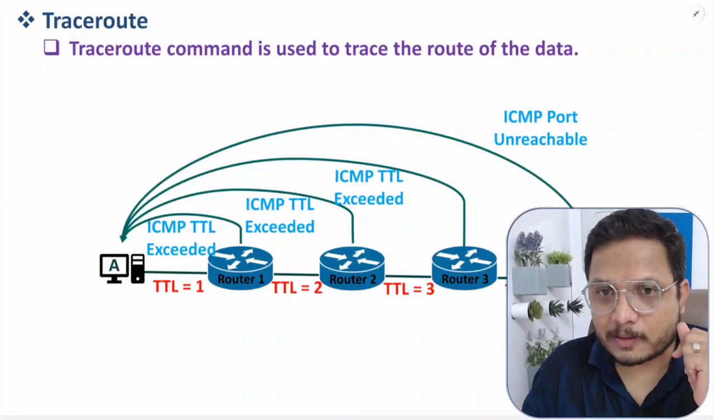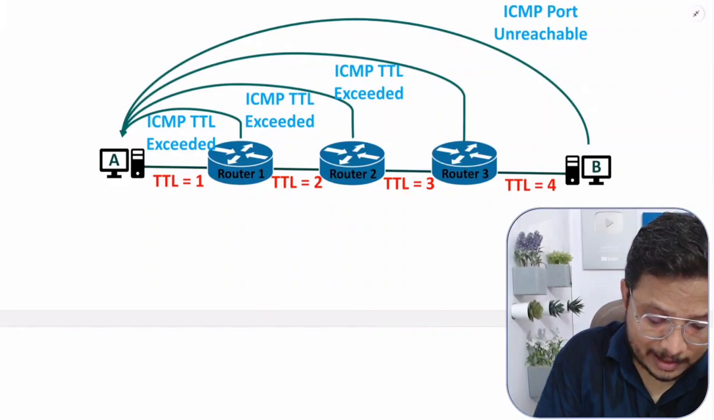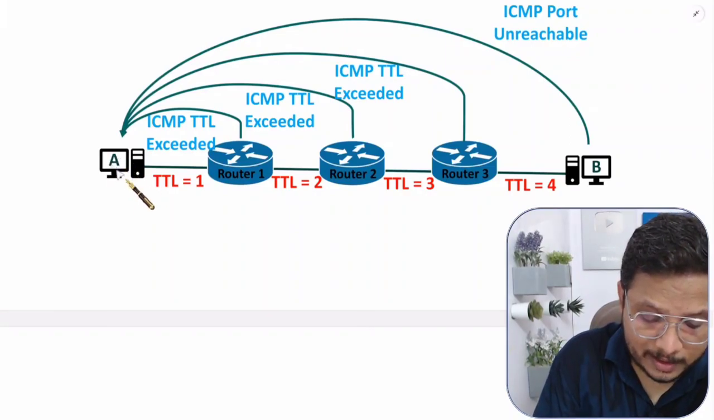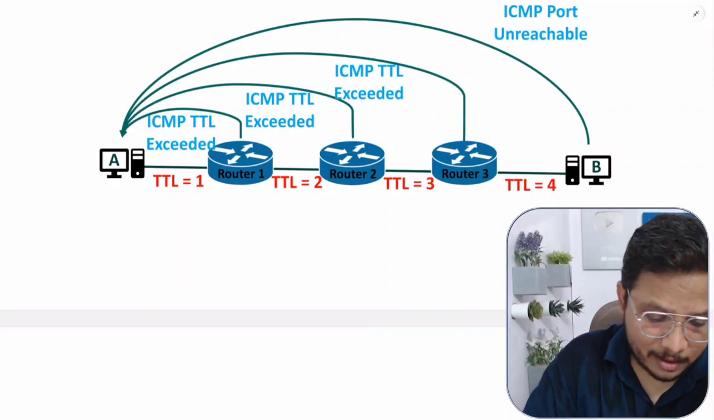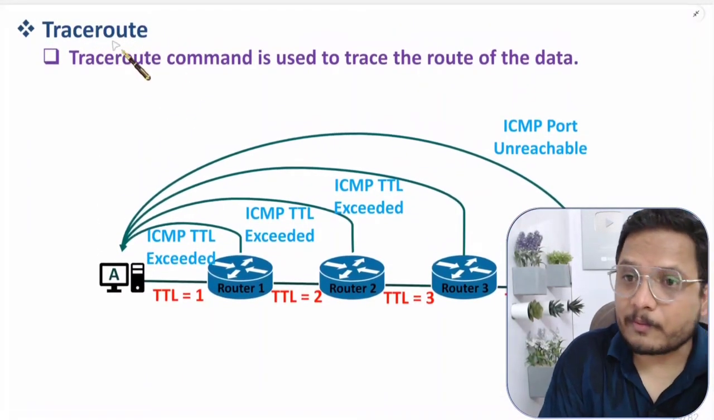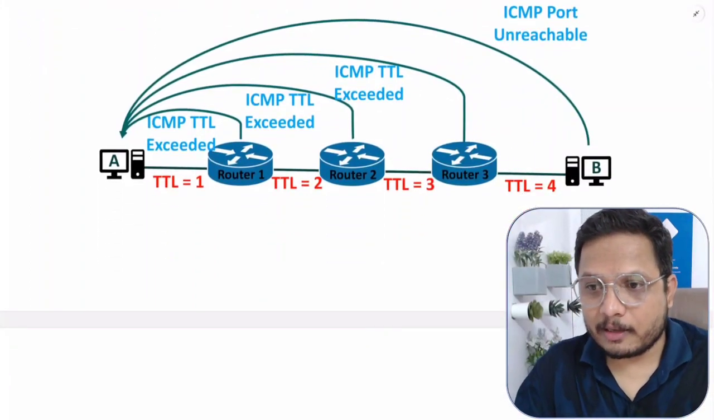Let me show you how. For example, if I want to identify my path from A to B, I can do so by using traceroute. Let me show you practically first. After that, I'll explain how it is happening.